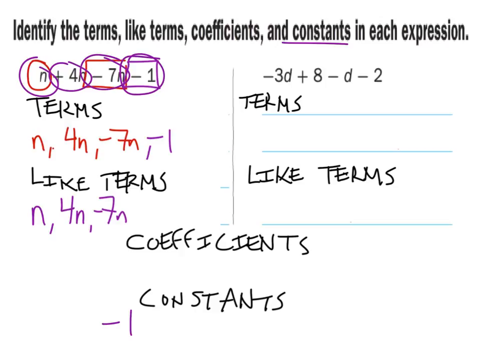The coefficients, we can go ahead and look at these. The coefficients are the numbers being multiplied by the letters. So what number is being multiplied by this n? A 1 is. What number is being multiplied by this n? 4. And the n here? -7. Those are the coefficients. All right, so that solves the first one. Go ahead and take a moment and do this one here, okay? And then we'll show you the answers in a moment.